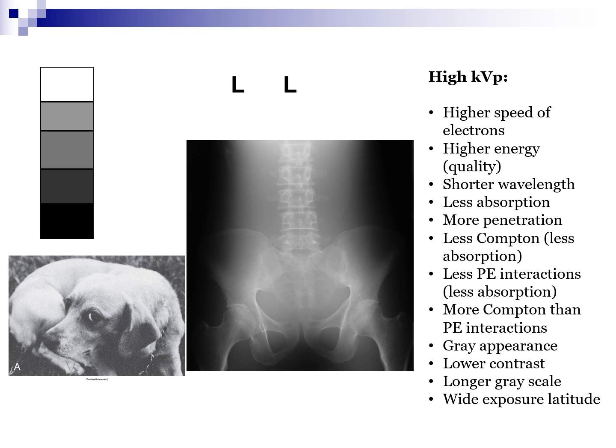High kVp is going to cause this, and this is when there is a higher speed of electrons, higher quality or energy, a shorter wavelength of your beam, less absorption, more penetration, less Compton, which is less absorption, less photoelectric, which is less absorption. There's more Compton than photoelectric interactions, which gives us our gray appearance on the image with lower contrast, a longer grayscale with a wider exposure latitude. The key thing to wide exposure latitude is that low contrast and a long grayscale give us a wide exposure latitude.